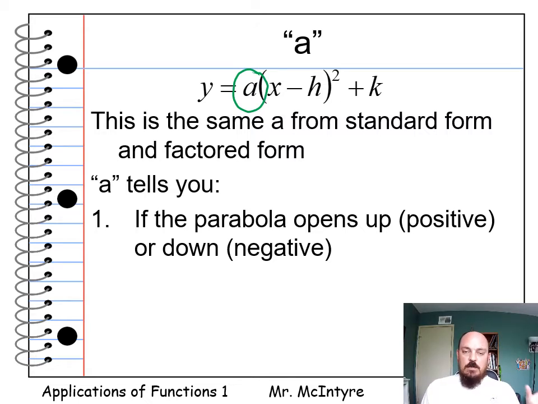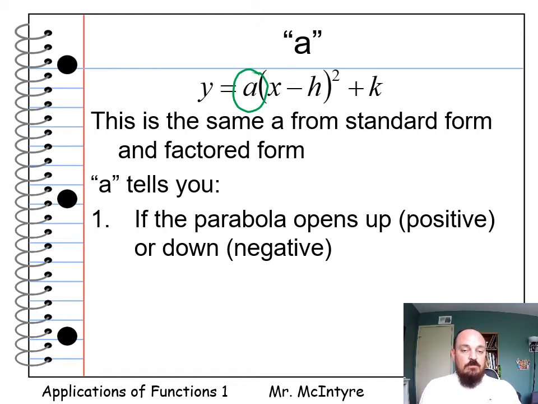If you're looking at that number in front, that a, any positive number means you get that U-shaped parabola opening up. And any negative number, you get the upside down U shape, where it's opening down.